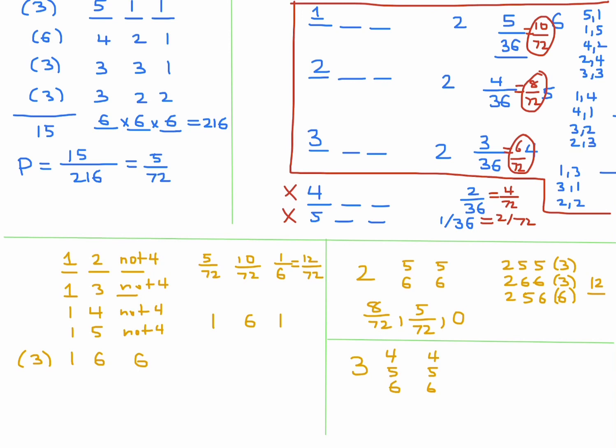And that has the following permutations: either 344, 355, 366, or 345, 346, or 356. And there's 3 permutations here, 3 here, 3 here, 6, 6, and 6.